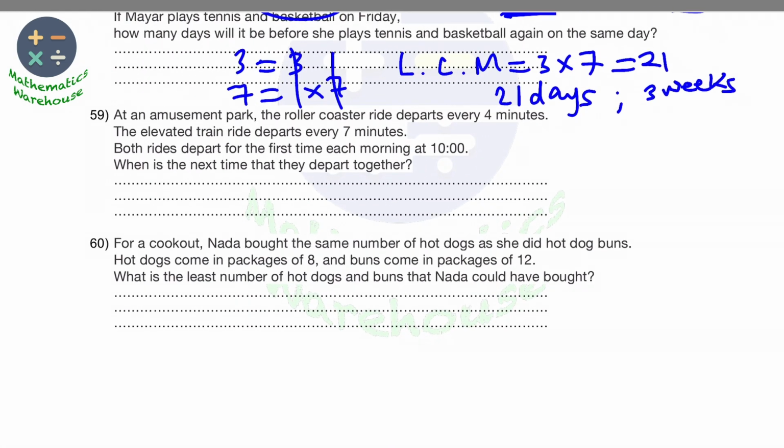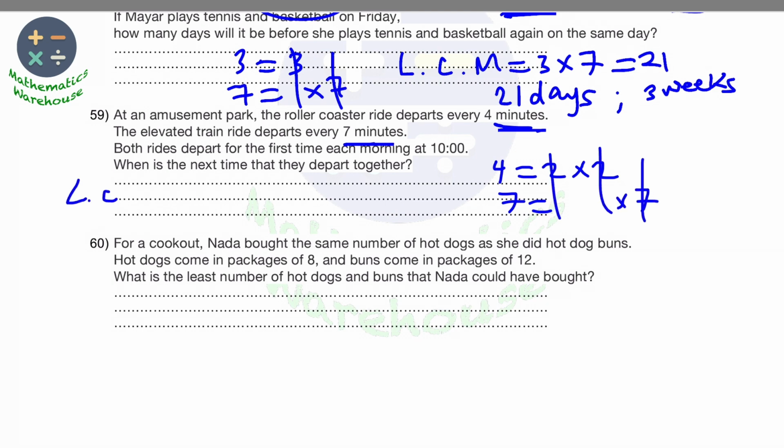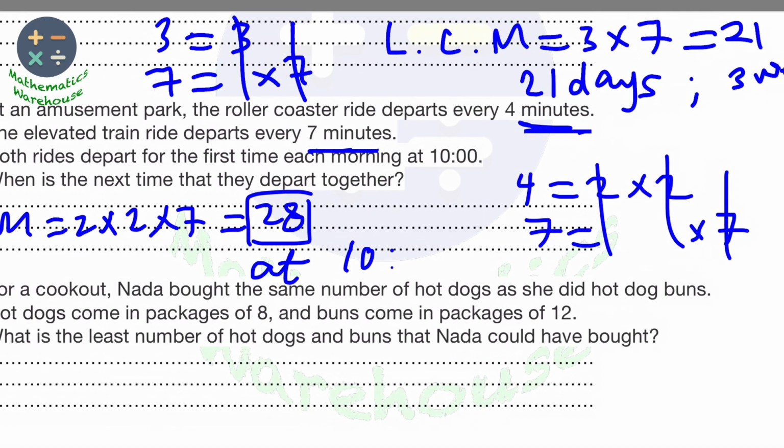Next question. Here we need to calculate the least common multiple between 4 and 7. 4, as we said, is 2 times 2. 7 is 7. Now take 1 from each. So least common multiple equals 2 times 2 times 7, which is 28. So the answer here, the next time, would be at 10:28.